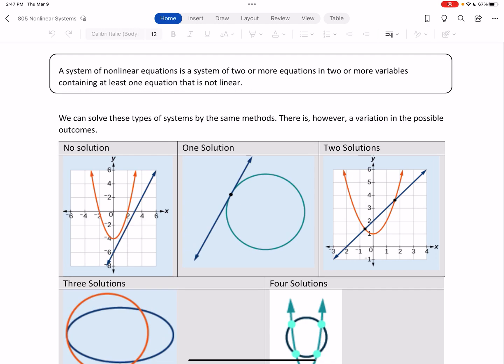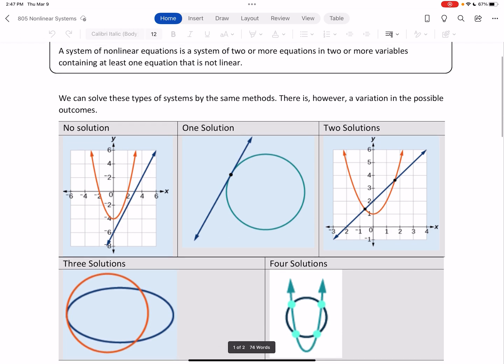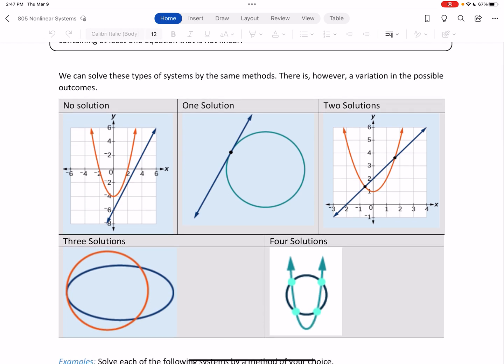Okay, so what if the system of equations we're solving is not only linear? We can solve a system of nonlinear equations, so two equations with two or more variables where at least one is not linear. Here are some possibilities. We could have a circle and a line. We could have a parabola and a line. We could have two circles or a circle and an oval, right? In each of these cases, at least one of my equations is not just a line, okay?